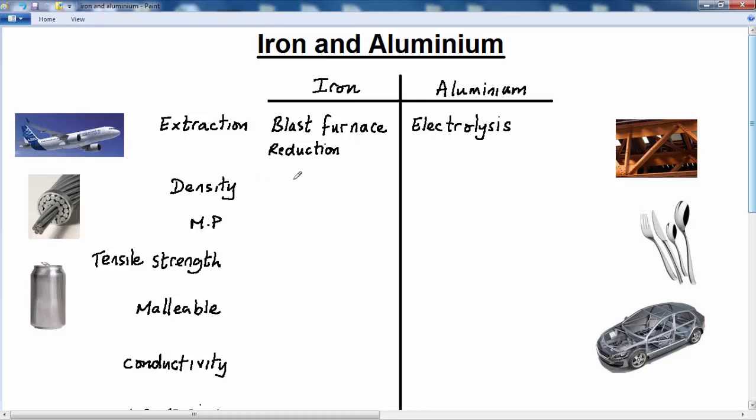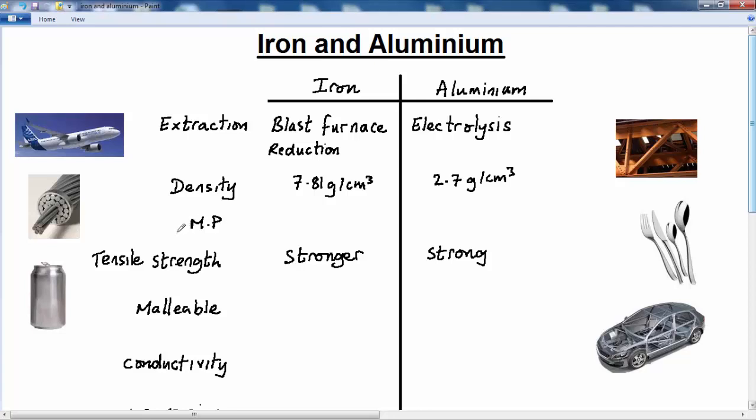Now then, the density. The density of iron is 7.81 grams per cubic centimetre, whereas the density of aluminium is only 2.7 grams per cubic centimetre. This makes aluminium a particularly useful metal. Its density is nearly 3 times less than that of iron. Combined with the fact that both of these metals have quite high tensile strength, we can say that aluminium is strong. In fact, iron is stronger than aluminium, but being strong and with this low density makes aluminium very useful for manufacturing aircraft bodies and wings, for example.